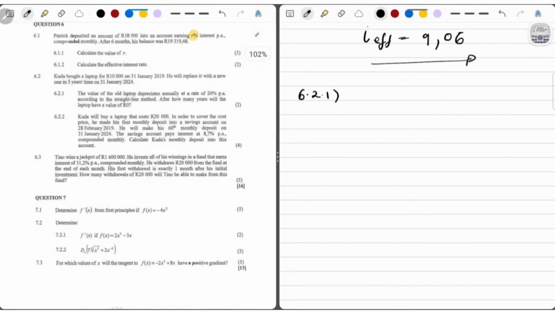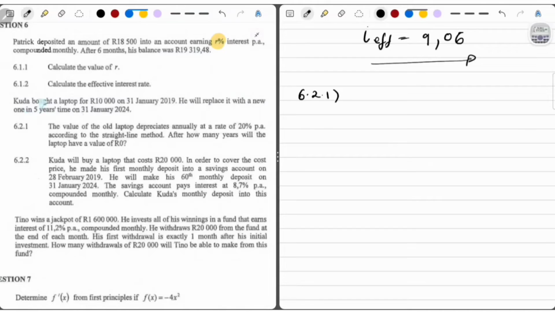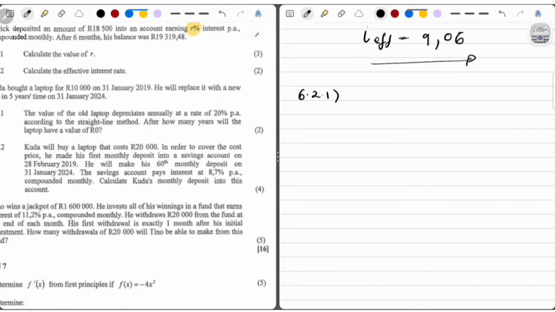Okay, so the next part says this. I probably need to just make the screen a little bigger. Okay, so it says, Kuda bought a laptop for 10,000 Rand on the 31st of January 2019. He will replace it with a new one in 5 years' time on the 31st of January 2024. So this is 5 years exactly. It's 31st of January 2019 to 2024. That's exactly 5 years.